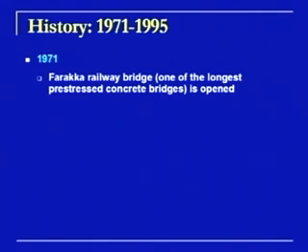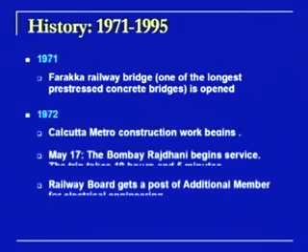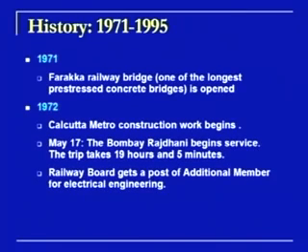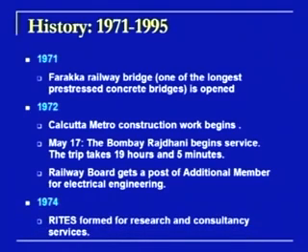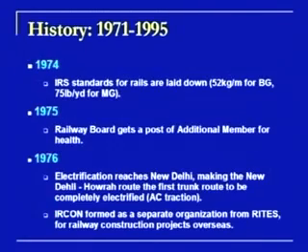Then the Farakka railway bridge, one of the longest pre-stressed concrete bridges, was opened. Kolkata Metro started working; the construction phase was started for this one. The Bombay Rajdhani also started its services, and again there was a modification in the railway board in 1972. RITES was formed for taking up research and consultancy services, not only for the Indian Railways but for others also. That was the year 1974.